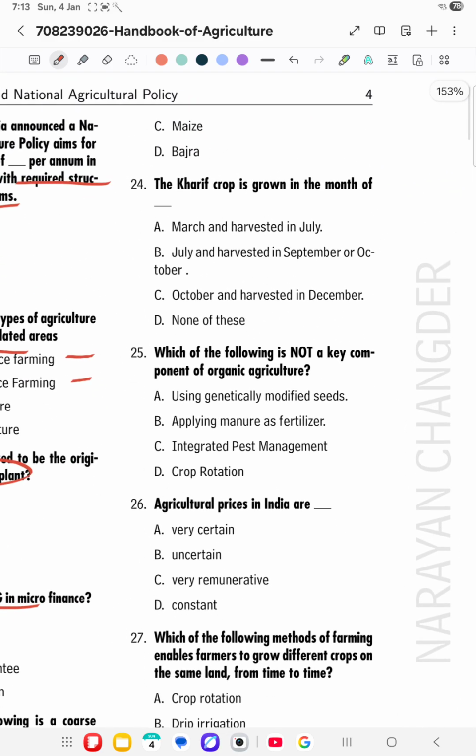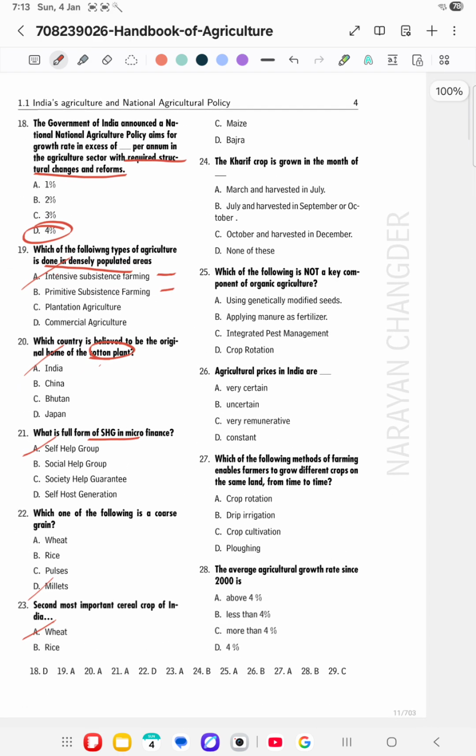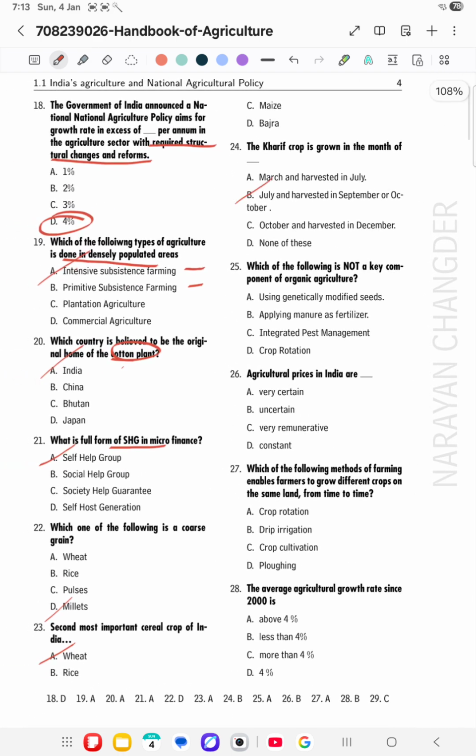The Kharif crop is grown in the month of, the time when the rain comes in between. So it can be July and harvest in September, October. Option B. Yes. Which of the following is not a key component of organic agriculture? Using genetically modified seeds, obviously it's not. Applying manure as fertilizer, integrated pest management, crop rotation. So A is the answer.